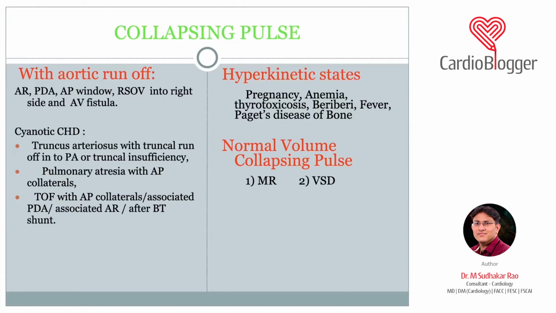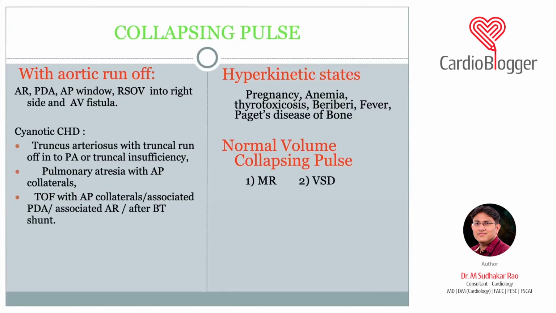Now sometimes you may feel a collapse. You may get a collapsing pulse. It is not a true collapsing, but it is a high volume with a near collapsing. You can see it in typical hyperkinetic states like anemia, thyrotoxicosis, pregnancy, alcohol causing beriberi, and fever also. High hyperdynamic circulation in fever, and Paget's disease of the bone. So this can also produce hyperkinetic states.